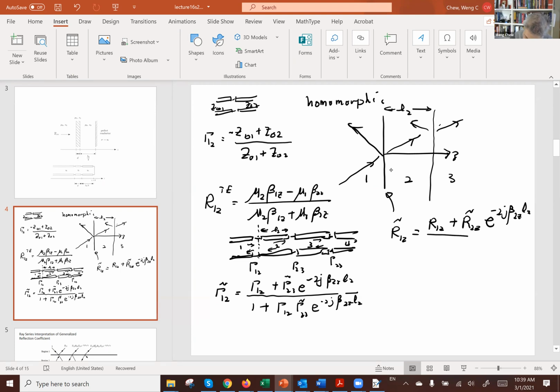So I'm using mathematical parallelism or mathematical homomorphism to write down the solution here. This is a 3, e to the minus 2j beta 2z L2. So this is medium 1, 2, and 3. And R23 tilde is a generalized reflection coefficient because I could have multiple reflections coming from behind the 2,3 interface as well. So the waves from a layered medium can be solved rather easily using this concept.